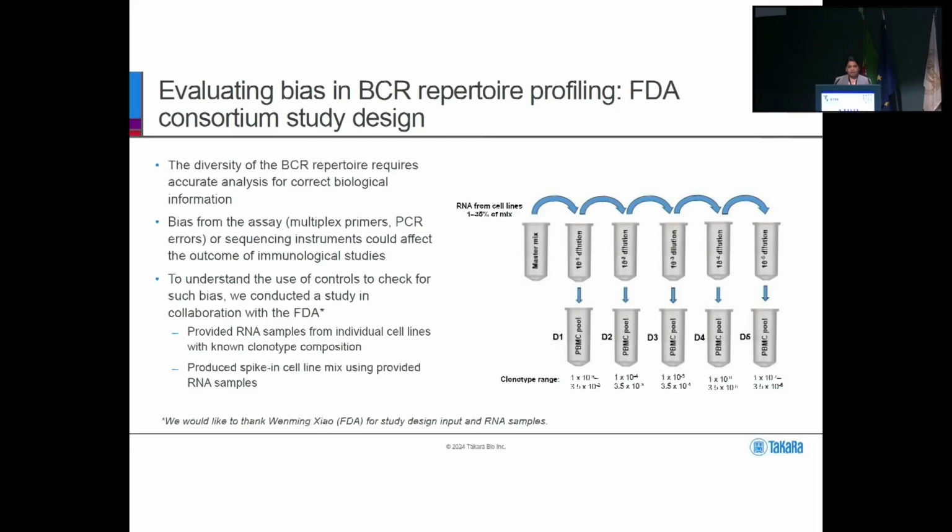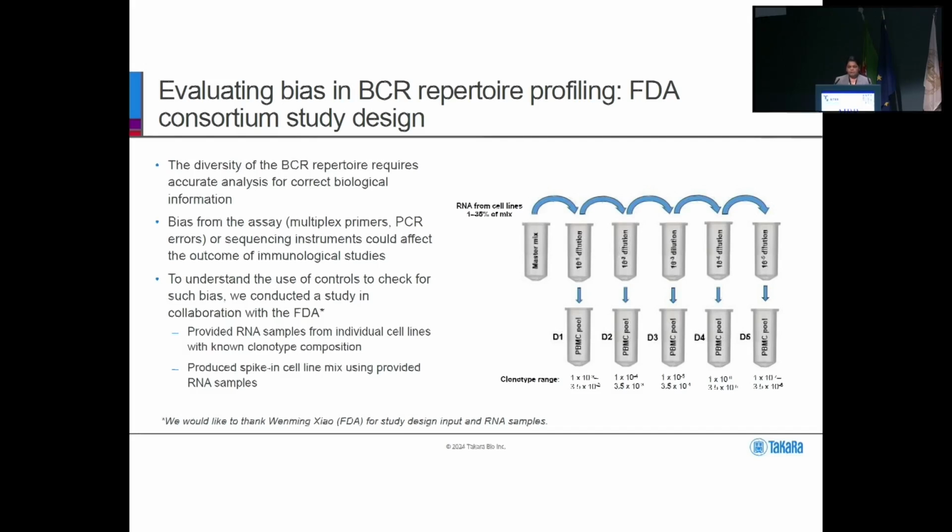Now we have been hearing about diversity of immune repertoire, and it's important, and it requires accurate analysis for correct biological information. And there could be biases from assays like PCR or multiplex assays or sequencing platform biases. So this study is done in collaboration with FDA. We would like to thank Wenming Xiao for including us in this collaborative effort. So the aim behind this study was to understand the gaps in the BCR immune repertoire profiling and to provide the controls to make the analysis more understandable.